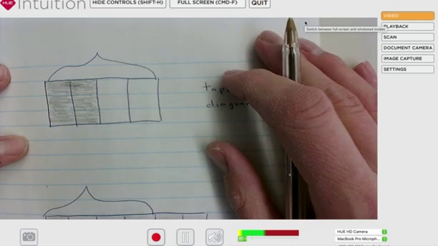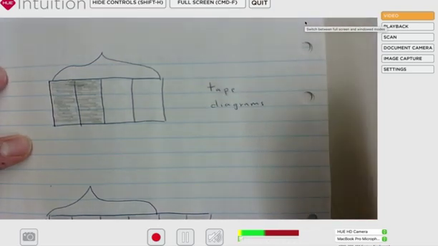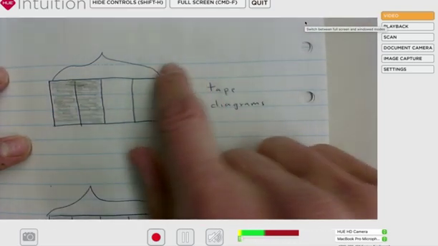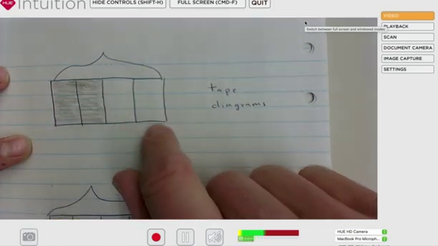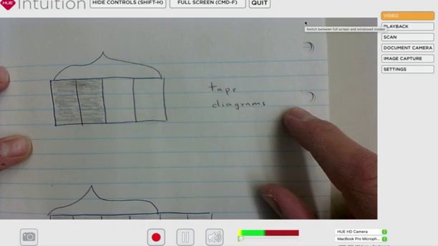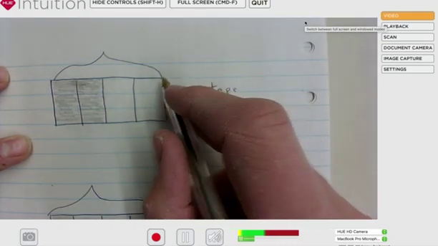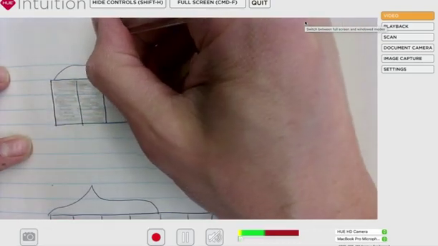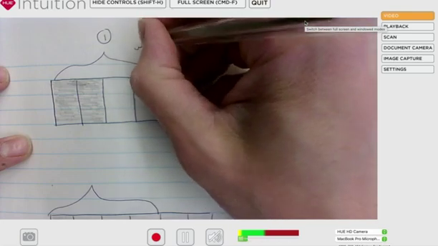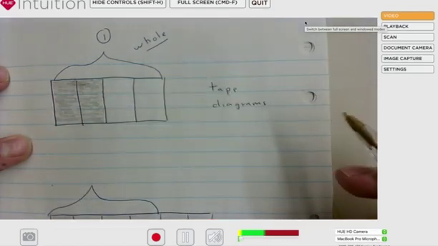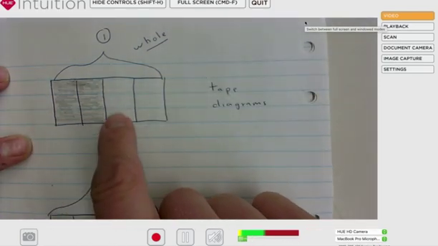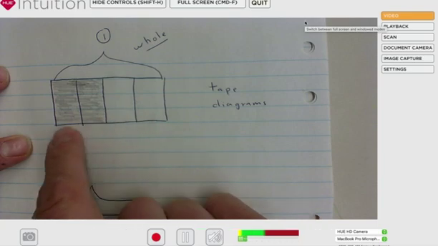Okay, we're going to start at the very, very beginning of the process. This is called a tape diagram because it looks like a piece of tape. And this is how fractions are typically represented. There is one rectangle that represents one. It represents the whole, W-H-O-L-E. That means the entire thing, one piece of something. And that one piece of something is broken into smaller equal pieces.